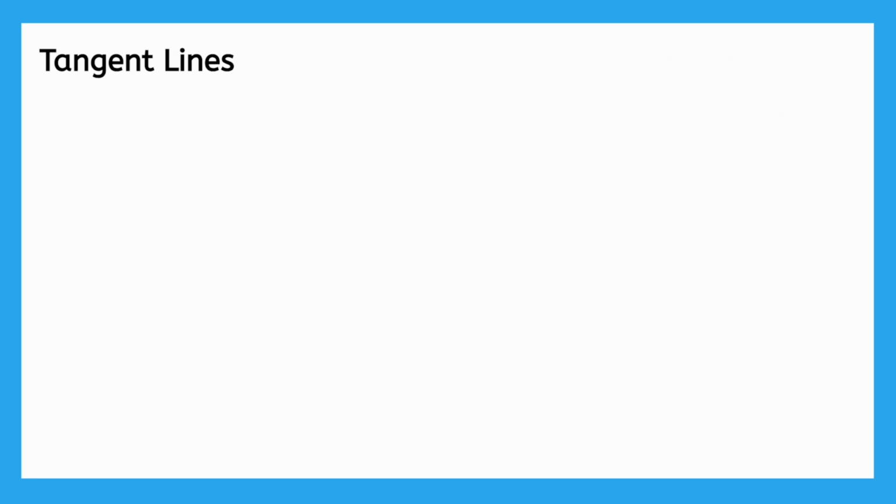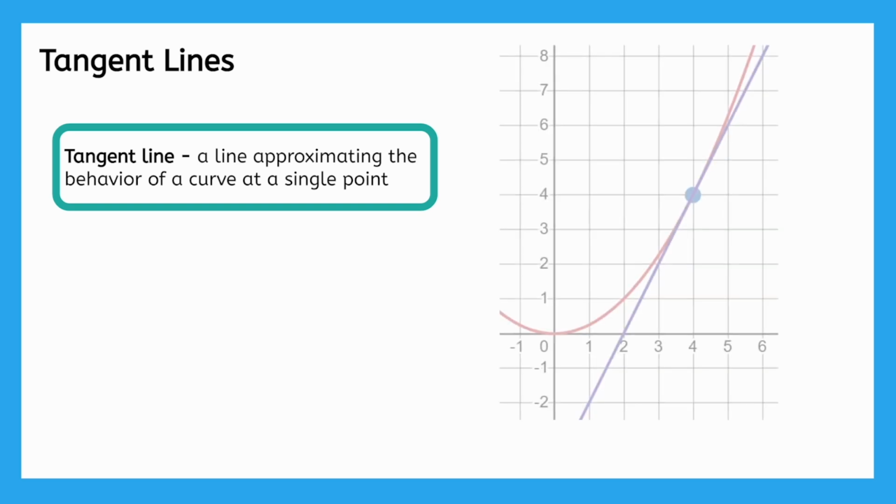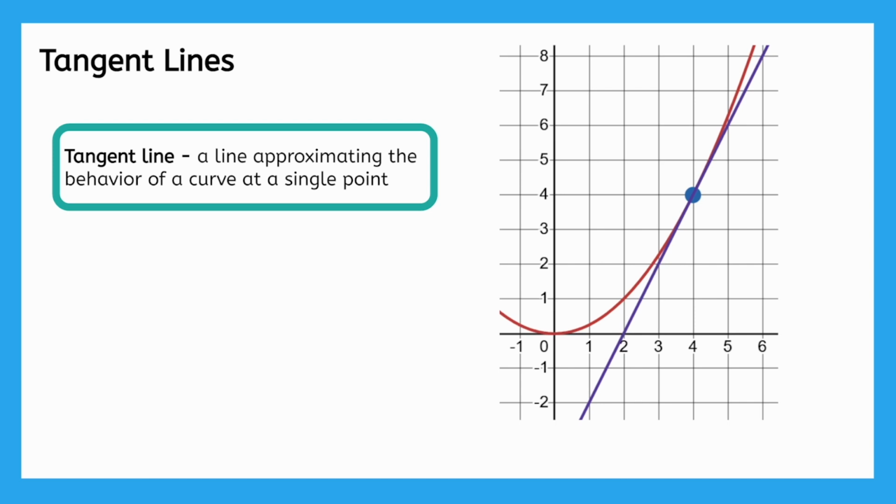One of the possible uses for slopes at a single point is to help us find tangent lines at those points. A tangent line is a line approximating the behavior of a curve at a single point. One key identifier of tangents is that they skip across the curve at a single point without actually crossing it, like a rock skipping across a lake without going under the surface.